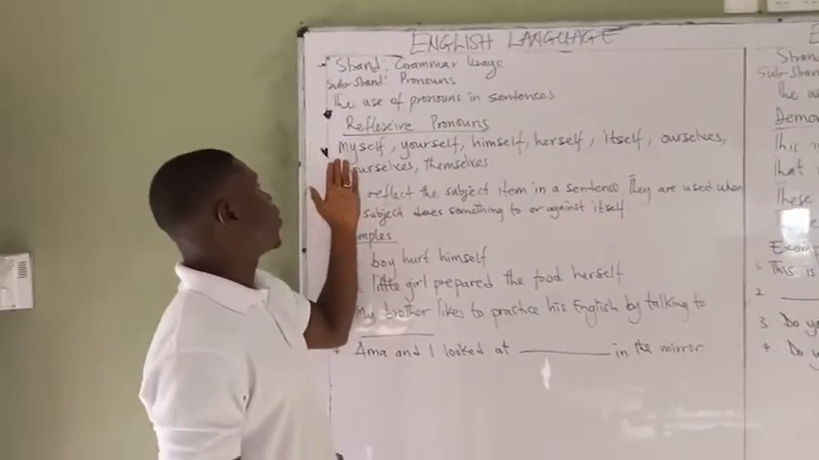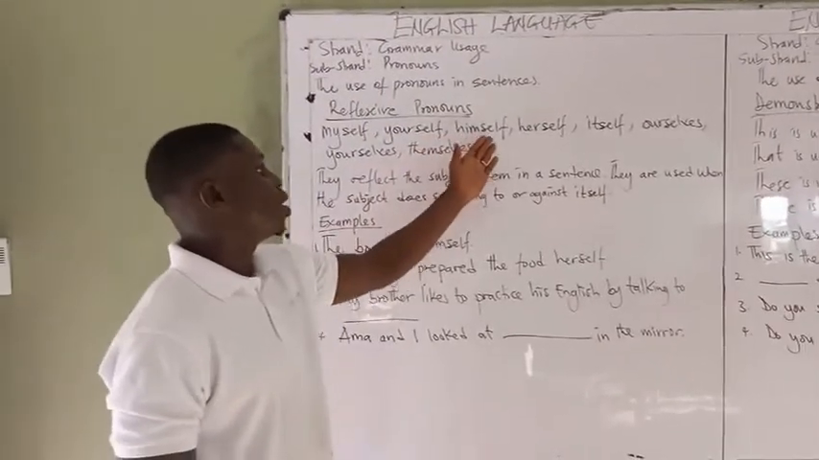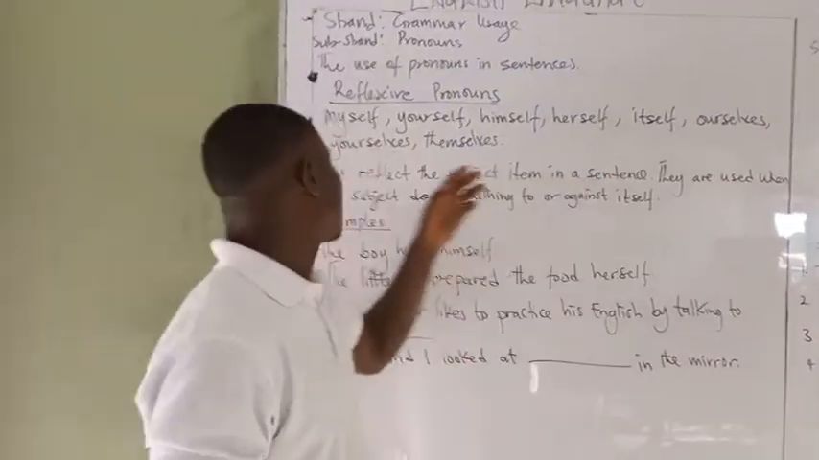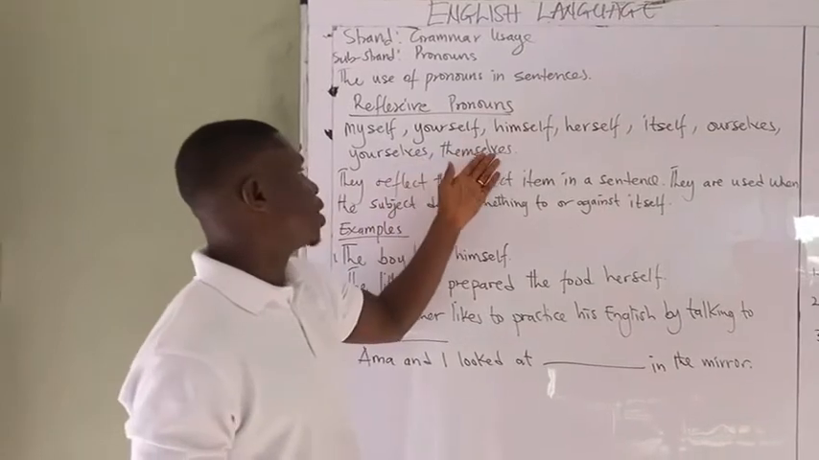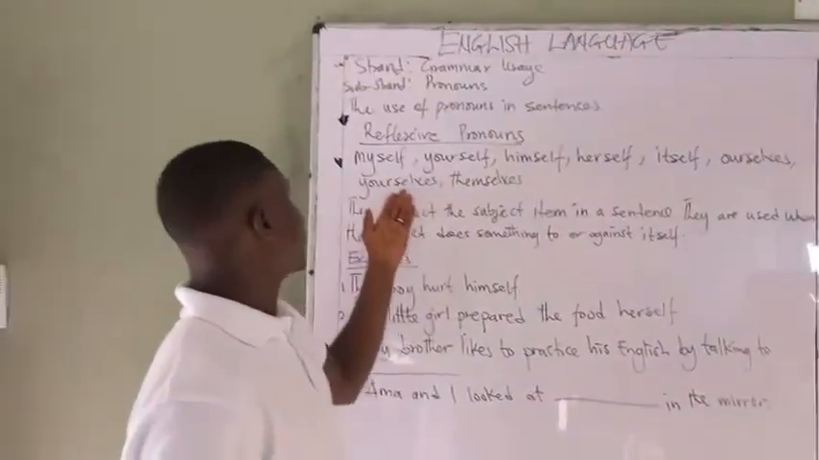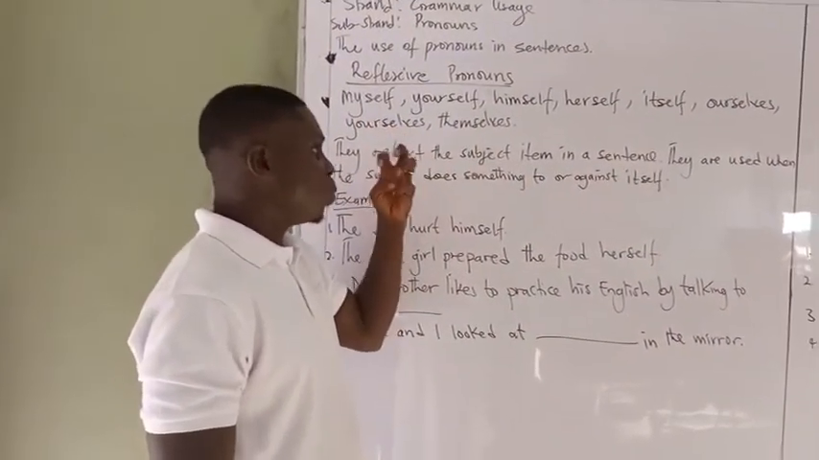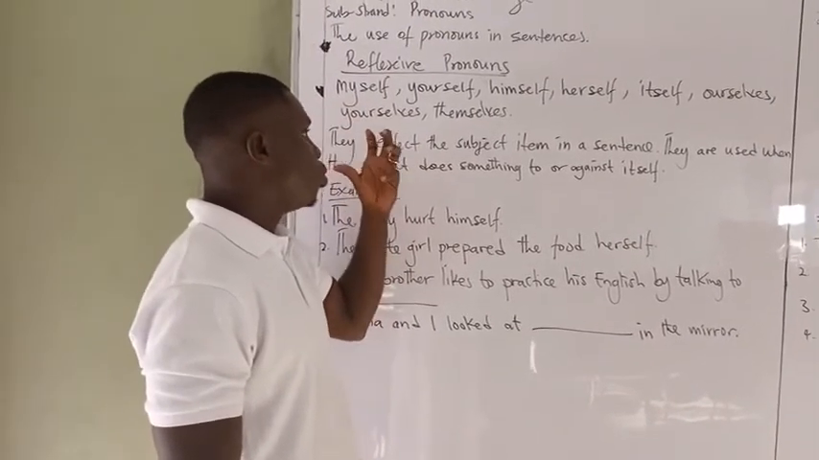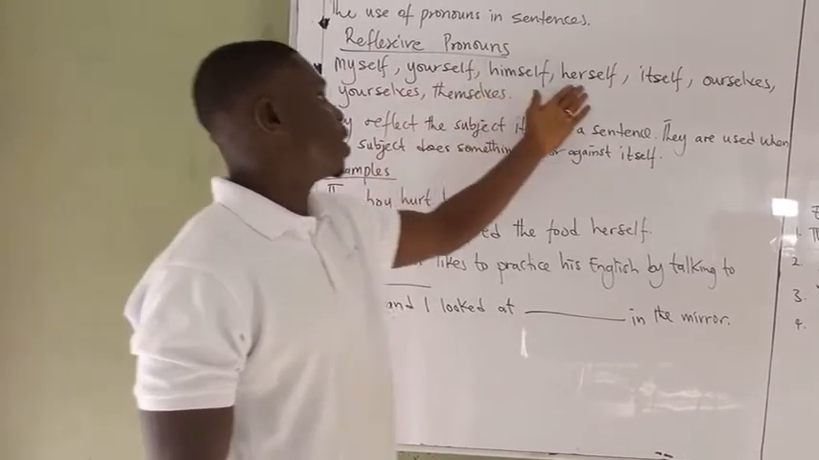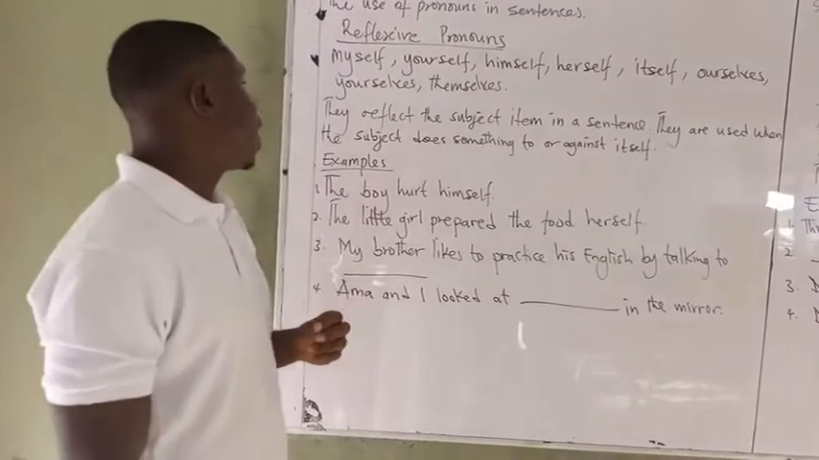So these are examples of reflexive pronouns. So you see myself, yourself, himself, herself, itself, ourselves, yourselves, themselves. So it is clear here that ourselves, yourselves, and themselves are the plural forms. So you use them to replace or reflect plural subjects. And then myself, yourself, himself, herself, itself are for what? Singular. So we take note of that as we are here.